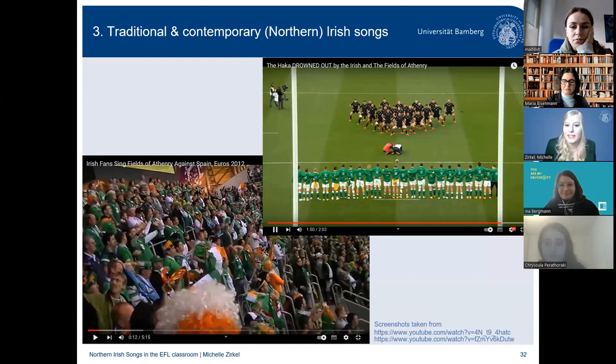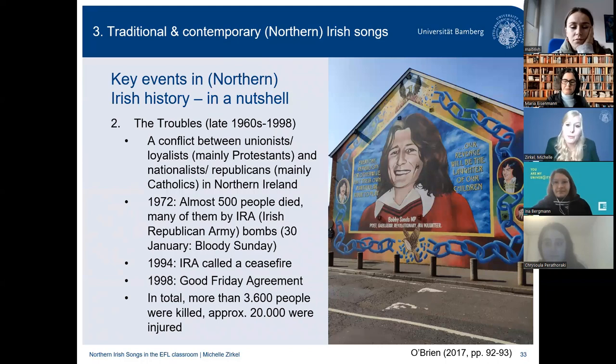part of this presentation. Now, another key event I would like to give you an overview of is the Troubles. I'm sure you're all familiar with this as well, but just to make sure we're all on the same page, in 1998, the Good Friday Agreement was reached, which ended most of the violence of the Troubles. And on the one side, we had unionists who wanted to keep the union with the UK and were loyal to the crown, and they were mostly Protestants. And then on the other side, we had nationalists in favor of joining the Republic of Ireland, most notably the IRA, the Irish Republican Army. And in total, more than 3,600 people were killed and approximately 20,000 were injured.